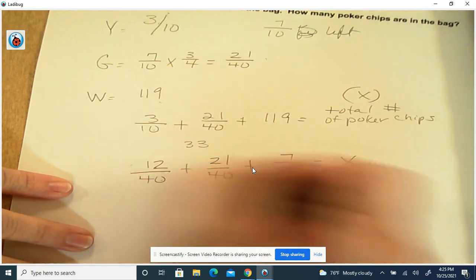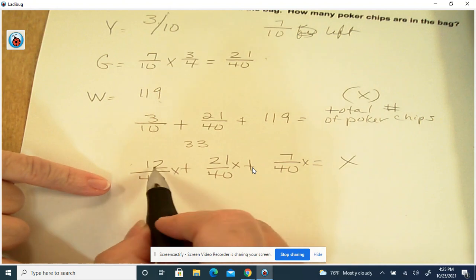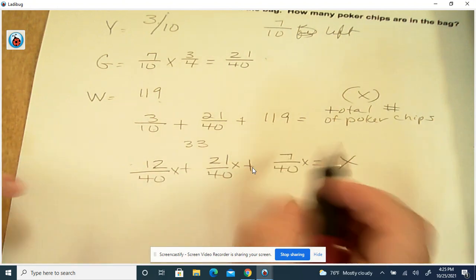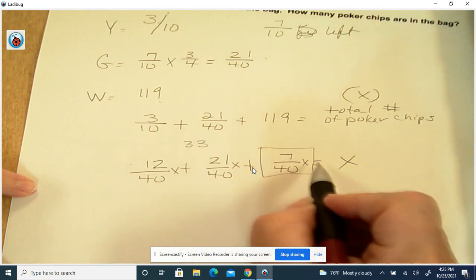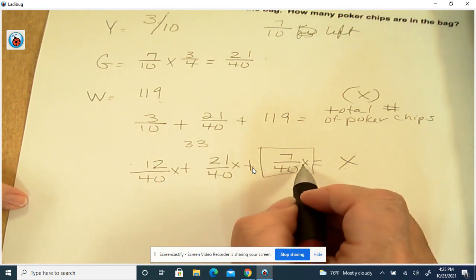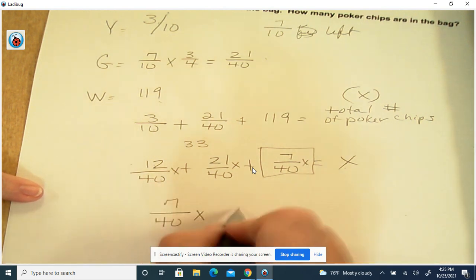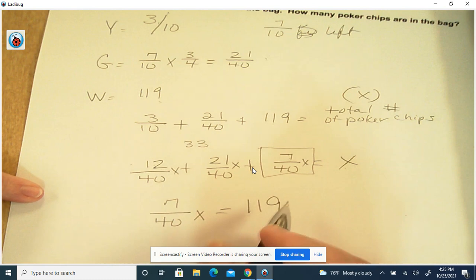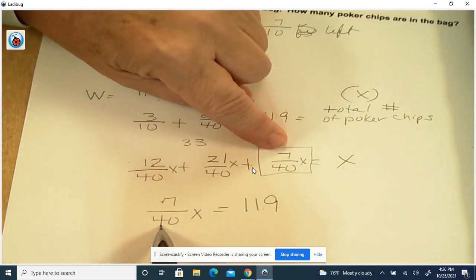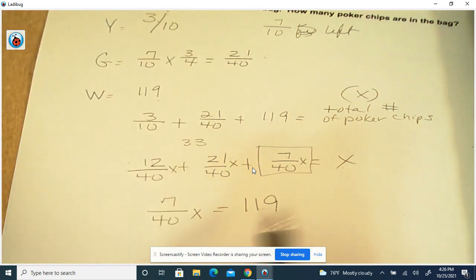It's going to give us the X. We've got to multiply these by the X, okay? Because 12 plus 21 plus 7 gives you 40, gives you one whole. So this 7/40 right here times the total number that we have will give us how many chips there were. So we take the 7/40x, and we set that equal to 119 because that's what we know. So 7/40, which is the amount that are white, times the number of chips, gives us 119.